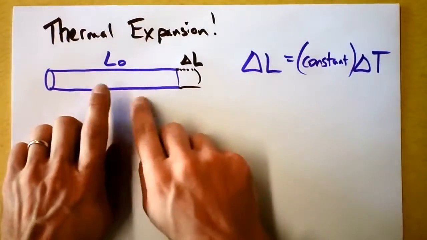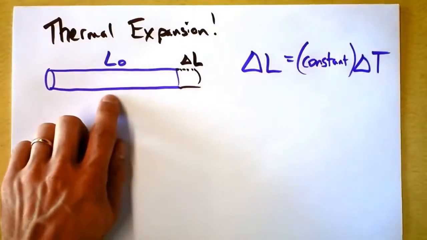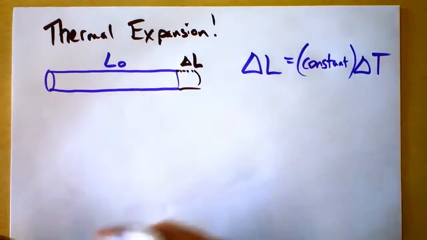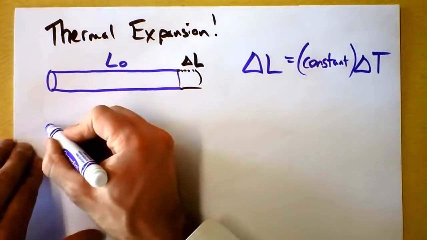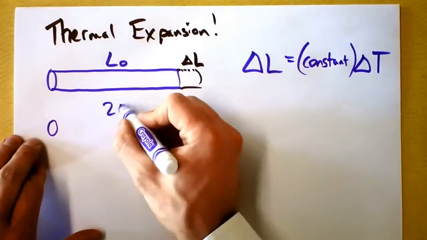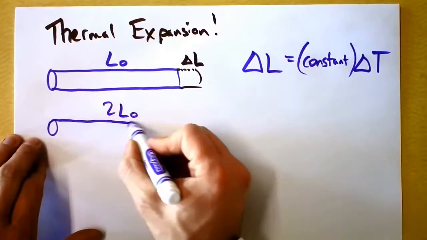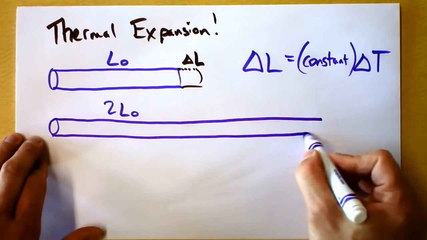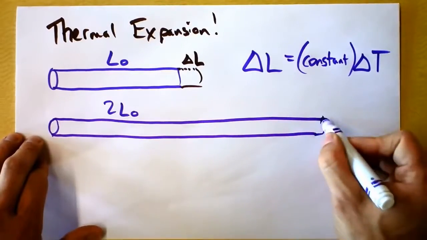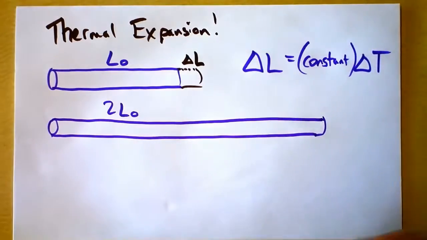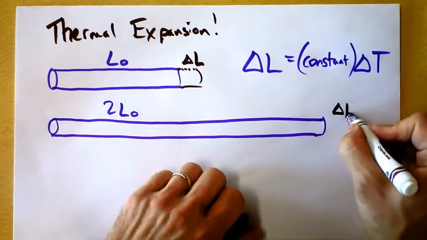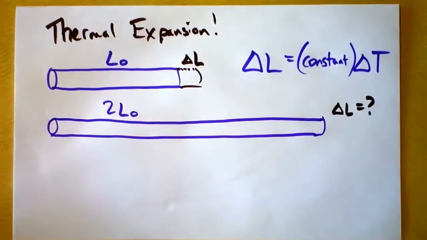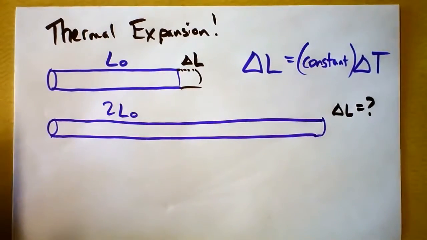What if I took a chunk of wood that was maybe twice as long as this? What if I had a chunk of wood that was 2 L0 long, and I asked you what I could expect its delta L to be as I increased its temperature by the same amount? So delta L equals question mark. What do you think? Do you want to take a guess at that?